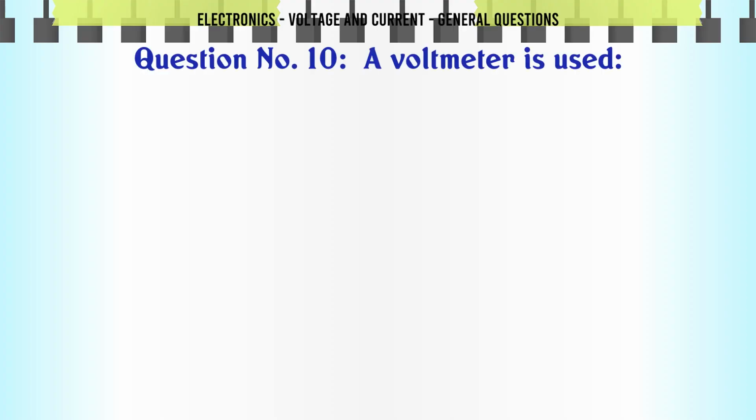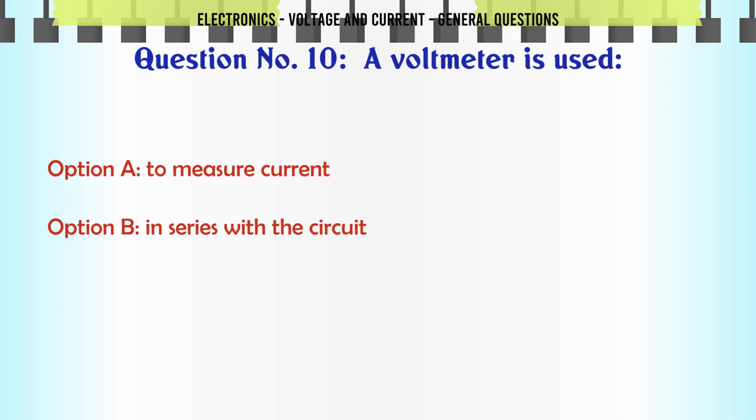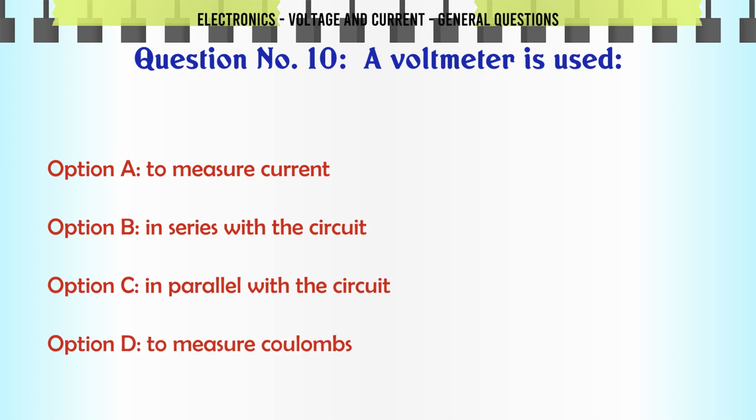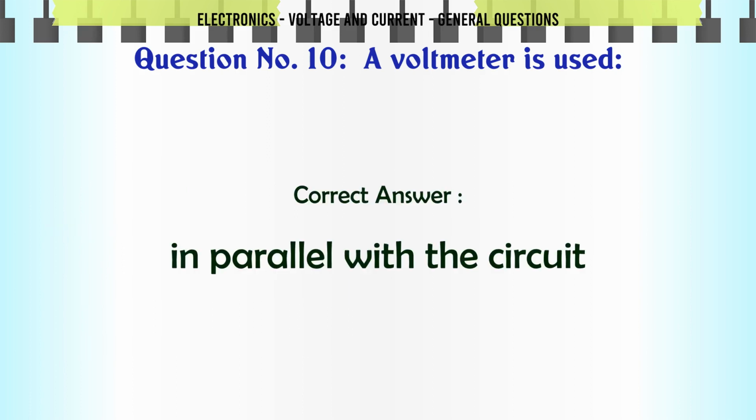A voltmeter is used A. to measure current. B. in series with the circuit. C. in parallel with the circuit. D. to measure coulombs. The correct answer is in parallel with the circuit.